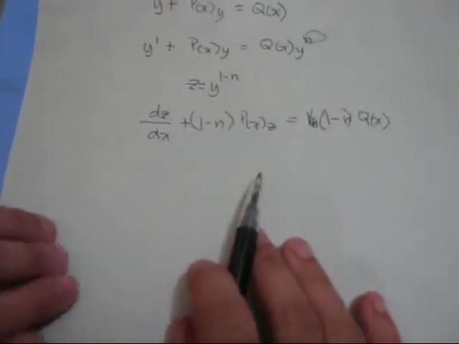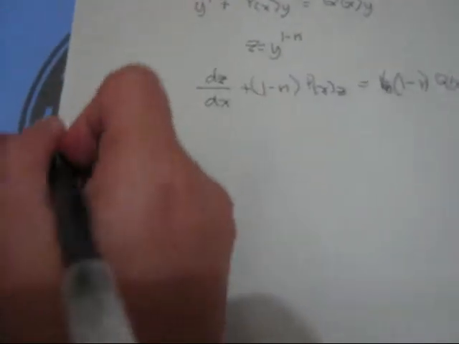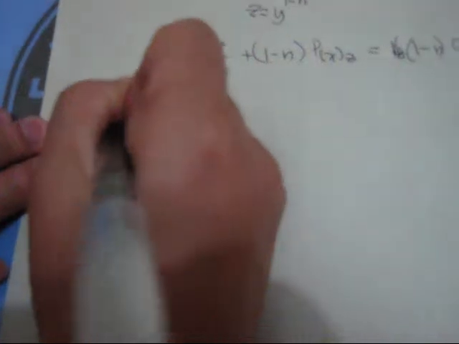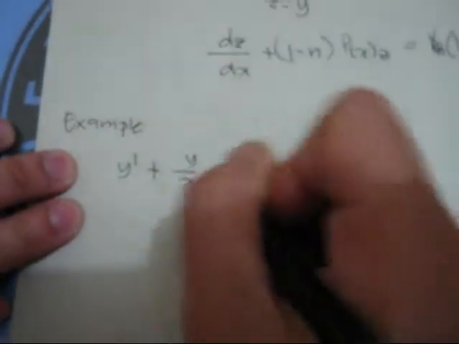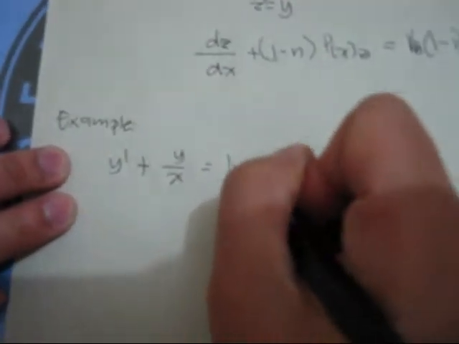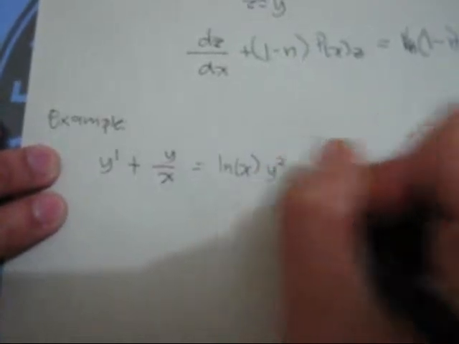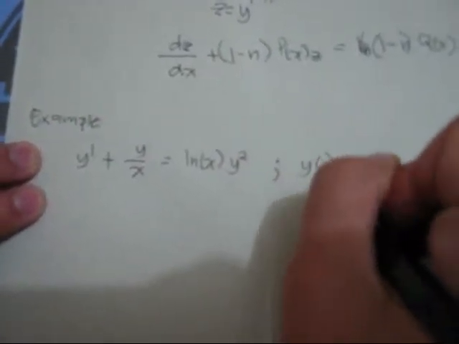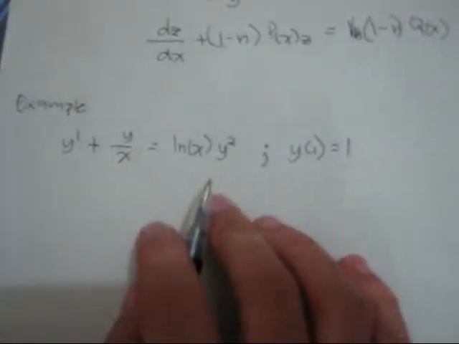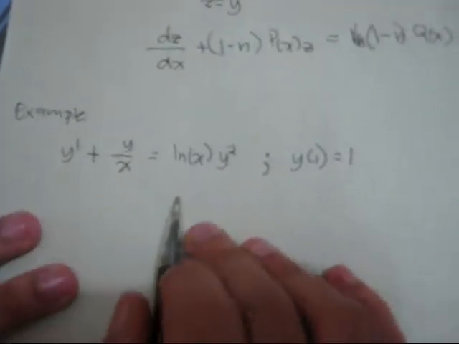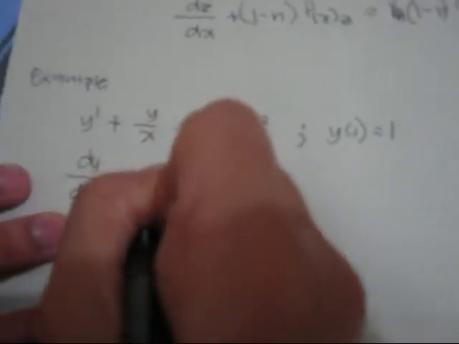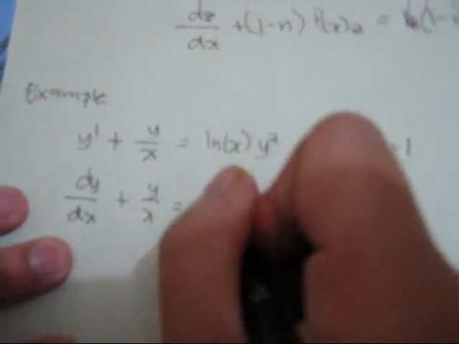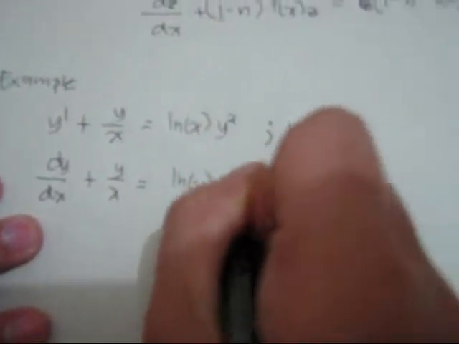So let's have an example. The example is y prime plus y over x equals ln of x y squared, with y of 1 equals 1. So we're asked to find the particular solution for this equation. As we all know from our previous example, y prime is just dy over dx, so dy over dx plus y over x equals ln of x y squared.